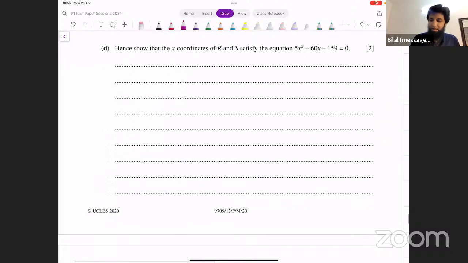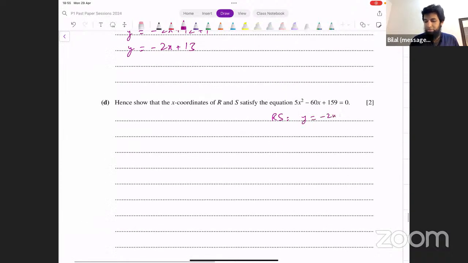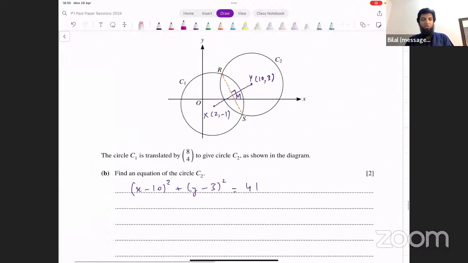Equation of the line RS is y equals minus 2x plus 13. And then along with that, you take the equation of any one of the two circles, it doesn't matter. If you were to solve them simultaneously, that is also going to give you the coordinates of the points R and S.